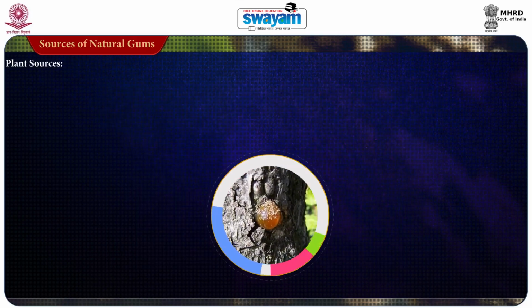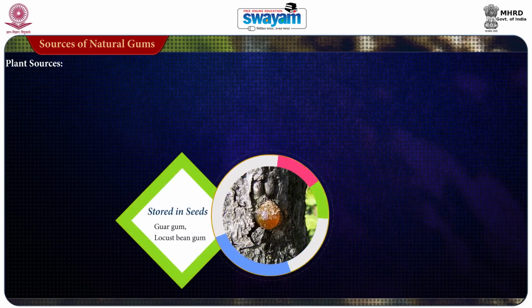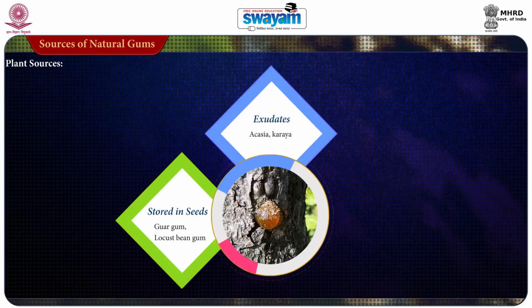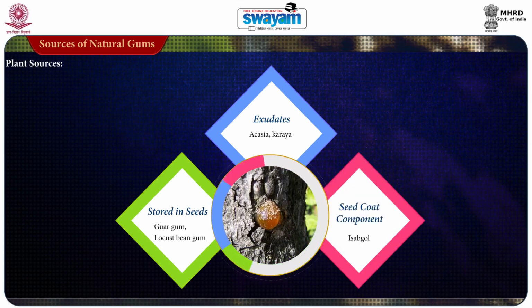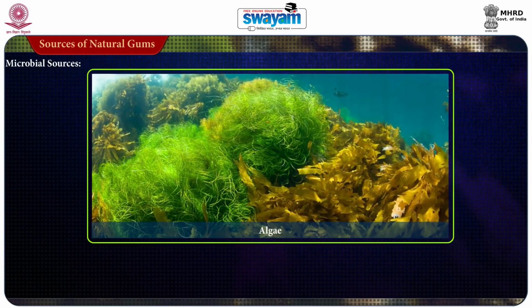In the case of plants, gums occur in three forms. The first form is stored in the seeds, like guar gum or locust bean gum. The second is as exudates, like gum acacia and gum karaya, and the third is as a seed coat component like isabgol husk.